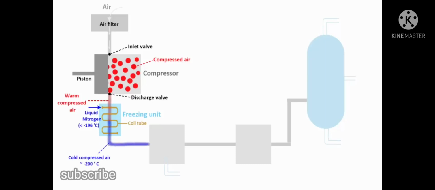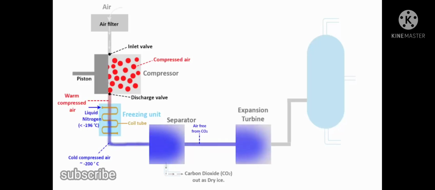The cold compressed air is then sent to a separator. Here carbon dioxide is separated as dry ice. The air that is now free from carbon dioxide is sent through an expansion turbine, where the air is allowed to expand. Here the air turns into liquid. It is called liquefied air. Its temperature is around -200 degrees Celsius.